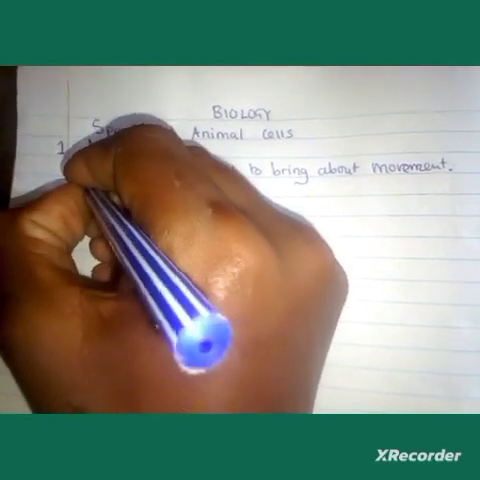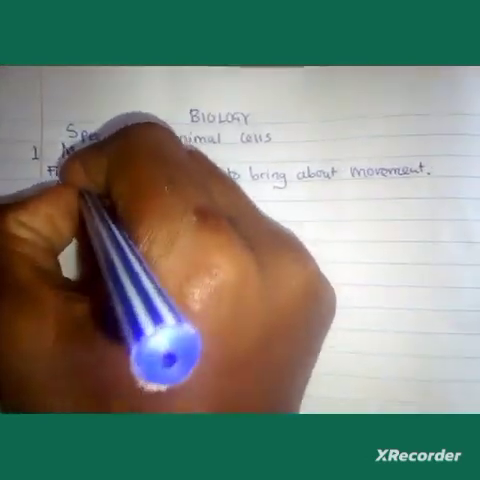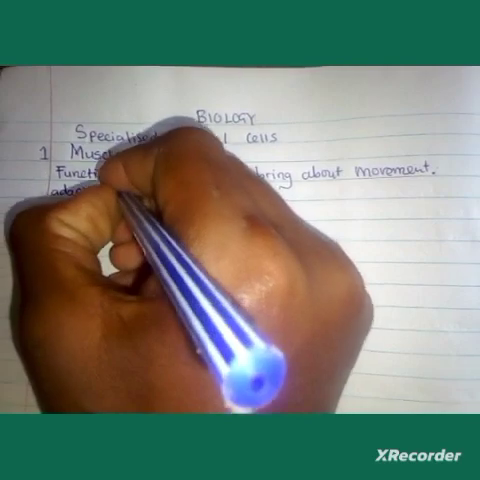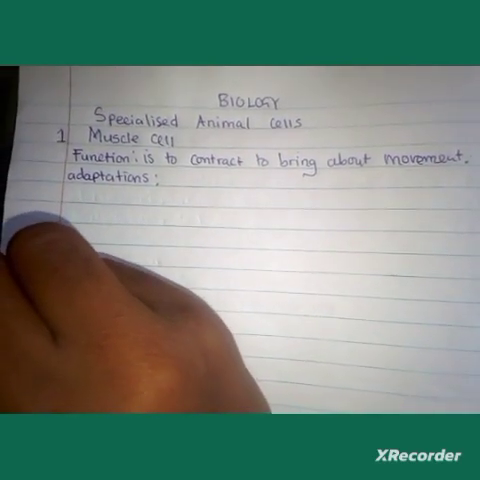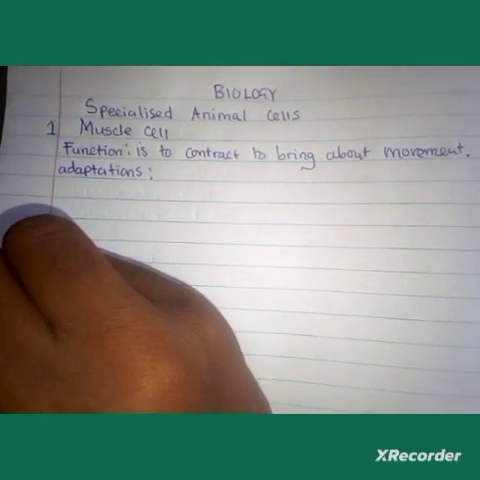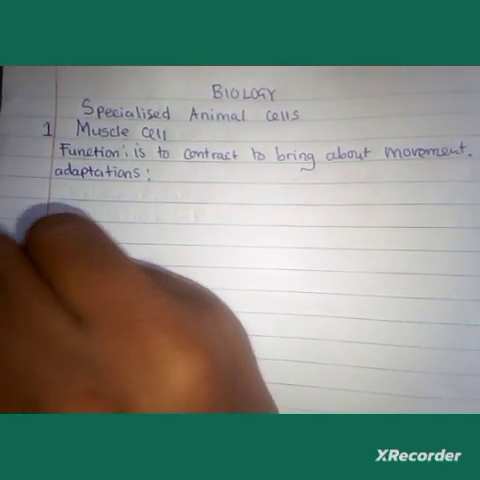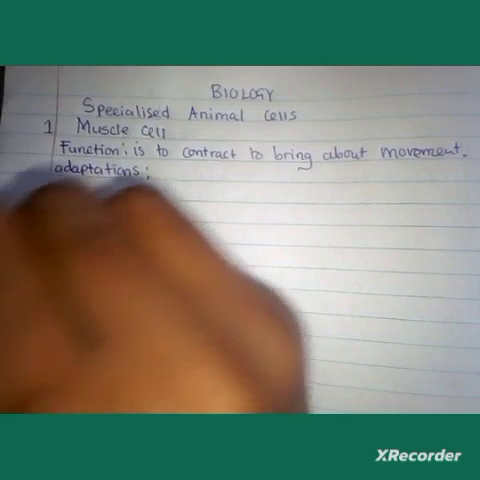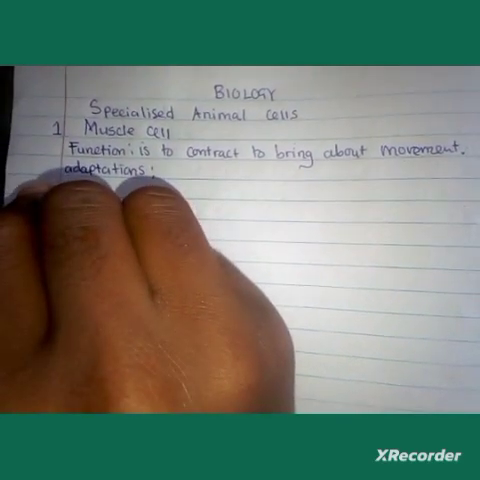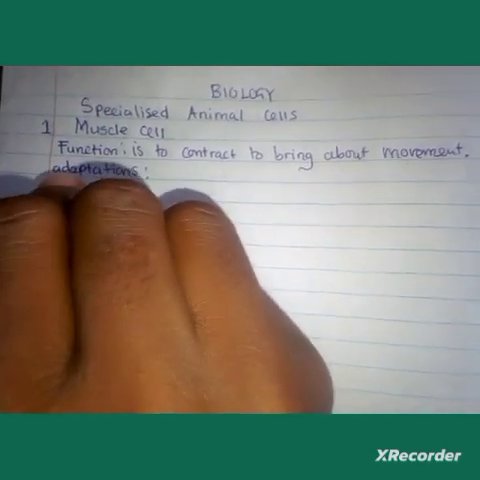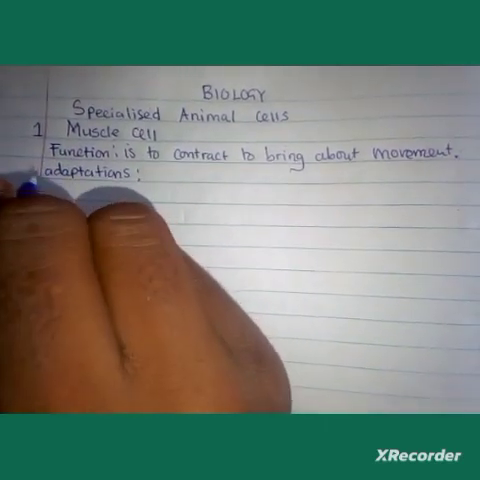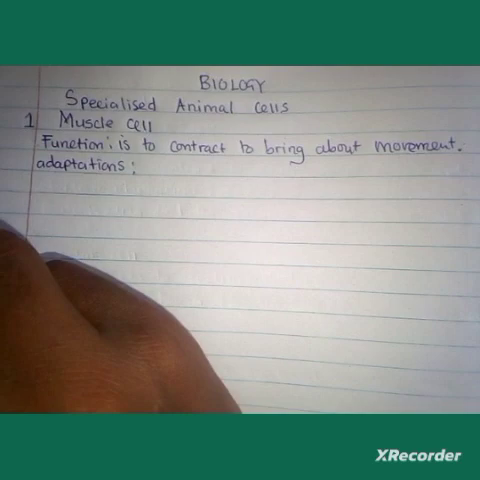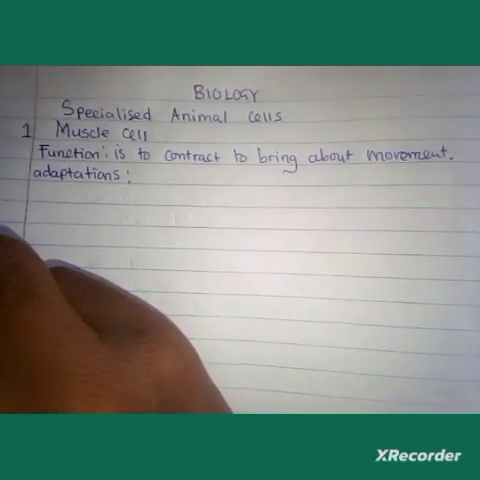The adaptation. So to contract is like to expand. Something is becoming big. So to contract, to bring about movement, that's motion. Adaptation, the characteristic of living organism, there is locomotion, that is movement. So the muscle cell, the function is to contract to bring about movement.